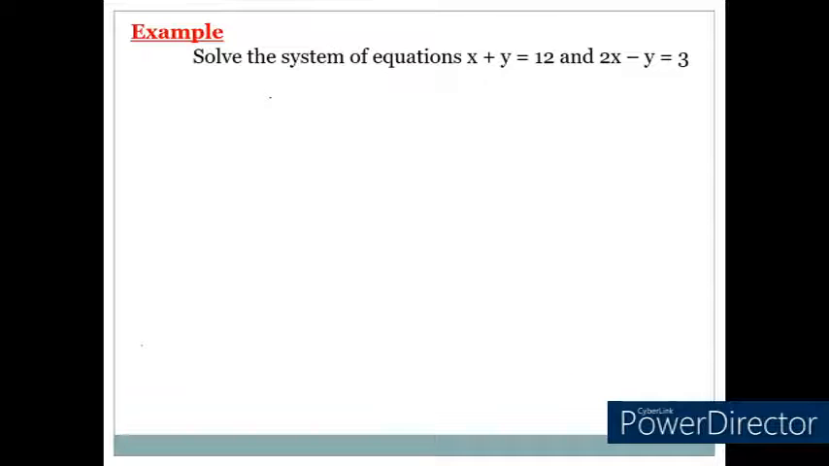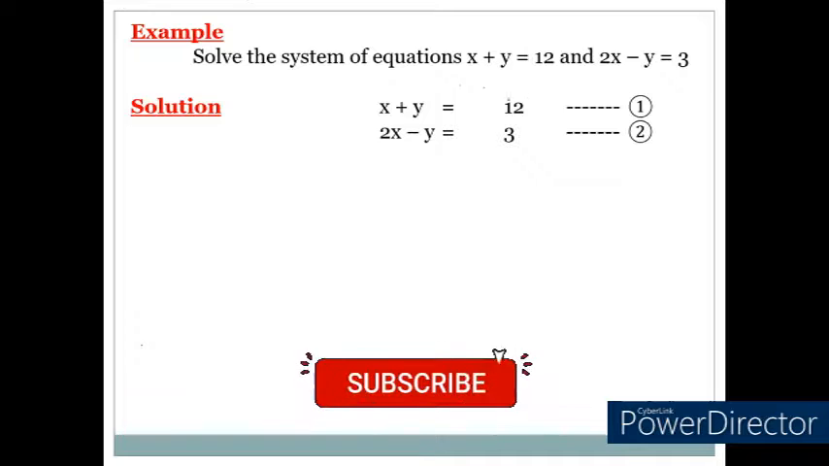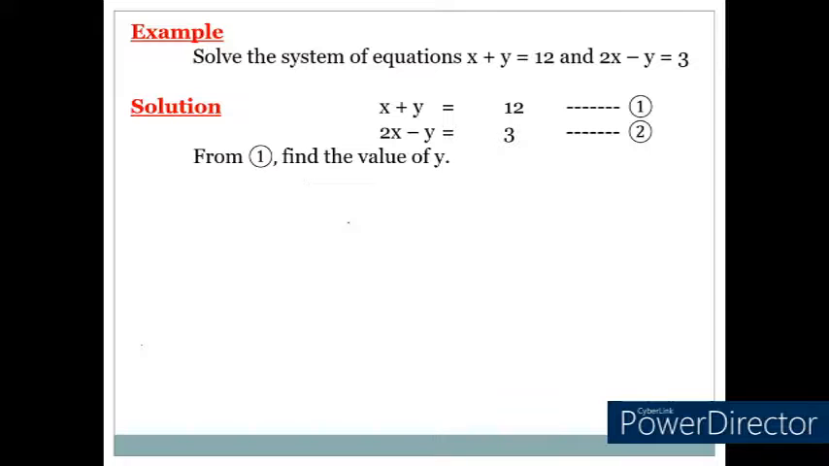The first step that you are going to do is to write the two equations. The first equation is x plus y equals 12 and the second equation is 2x minus y equals 3. As you can see here, we have two variables. So first we are going to find the value of y. And how do we find it? From equation number 1, find the value of y.